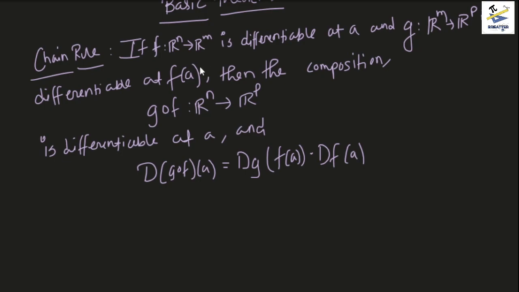Because remember that f(a) is an entry from R^m and g has the domain of R^m, right? Then the composition g circle f, or g of f basically, which goes from R^n to R^p, is differentiable at a, and the differentiation is given by this. Well, this can also be written in simple terms as g prime of f(a), as we used to write in the old chain rule, but this is just the same.